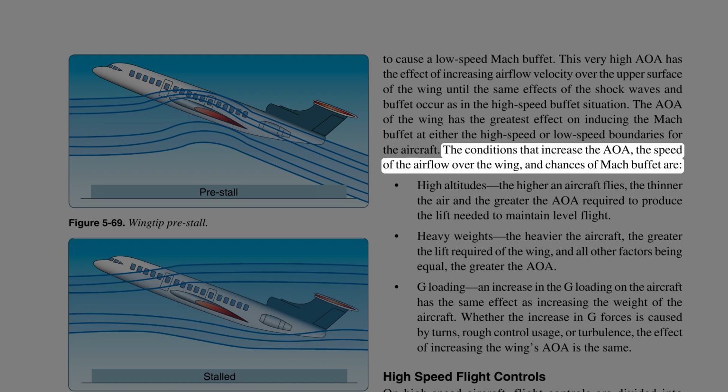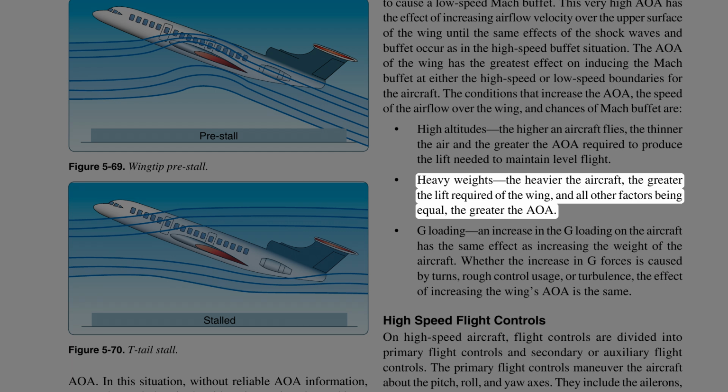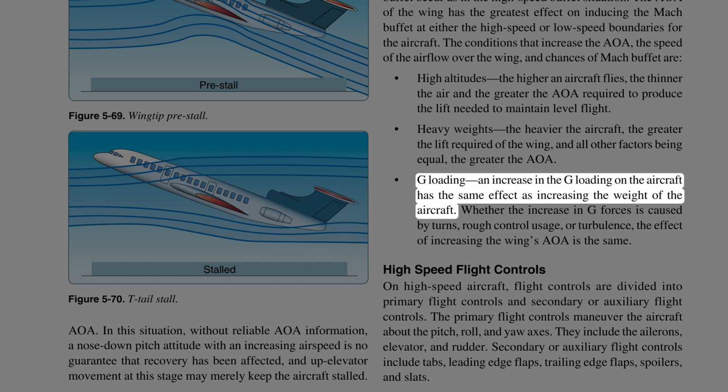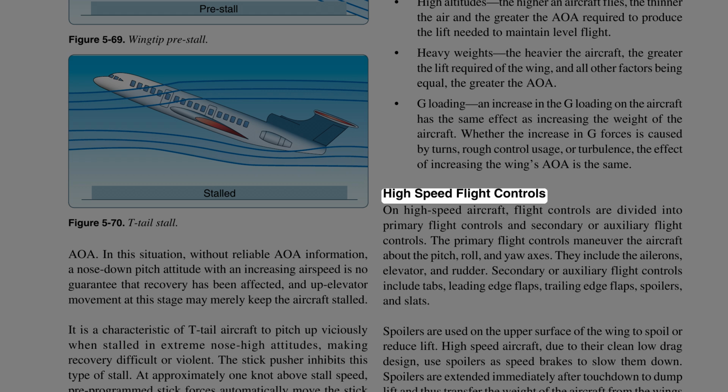The conditions that increase the AOA, the speed of the airflow over the wing, and chances of Mach buffet are high altitudes. The higher an aircraft flies, the thinner the air and the greater the AOA required to produce the lift needed to maintain level flight. Heavy weights. The heavier the aircraft, the greater the lift required of the wing, and all other factors being equal, the greater the AOA. G-loading. An increase in the G-loading on the aircraft has the same effect as increasing the weight of the aircraft. Whether the increase in G-forces is caused by turns, rough control usage, or turbulence, the effect of increasing the wing's AOA is the same.